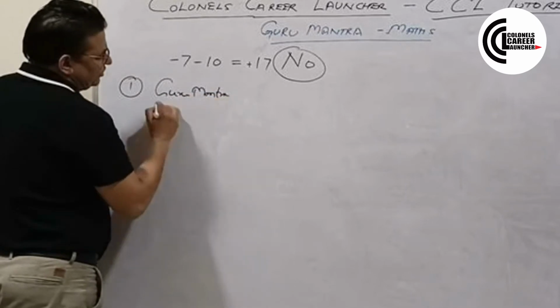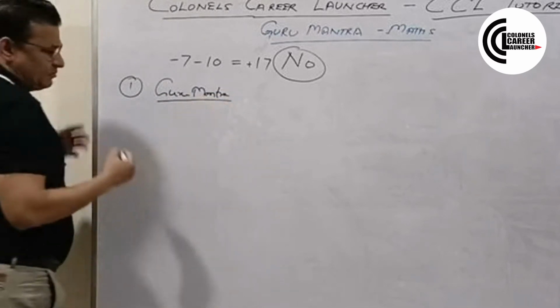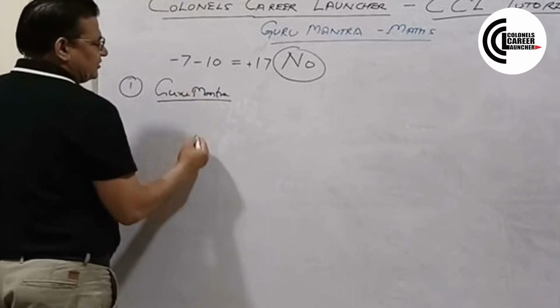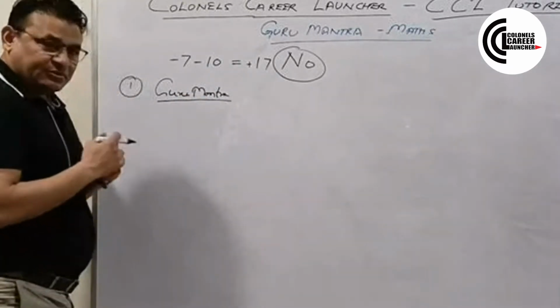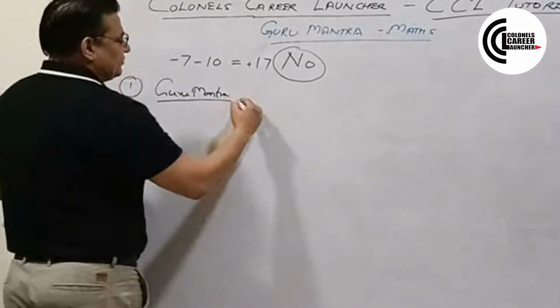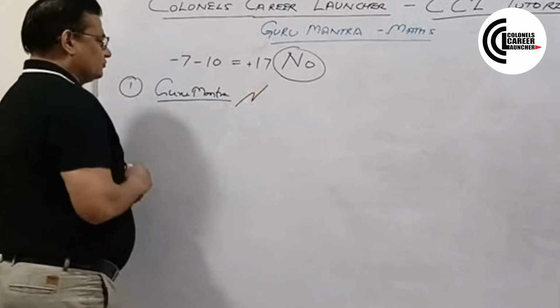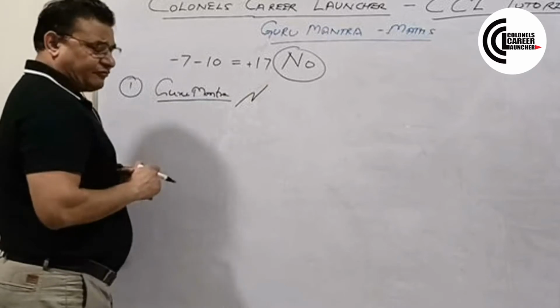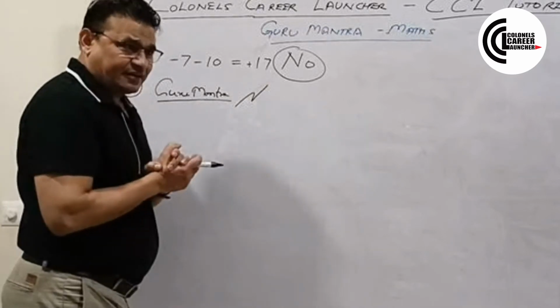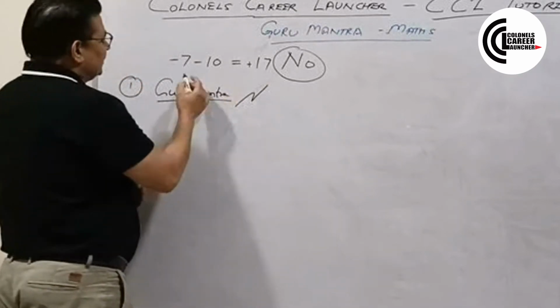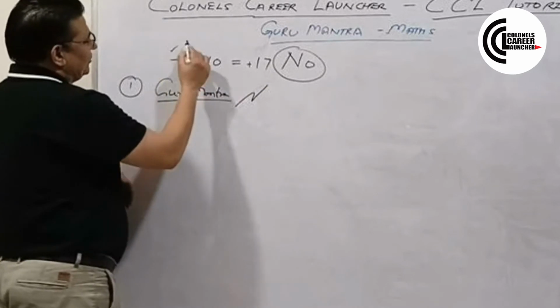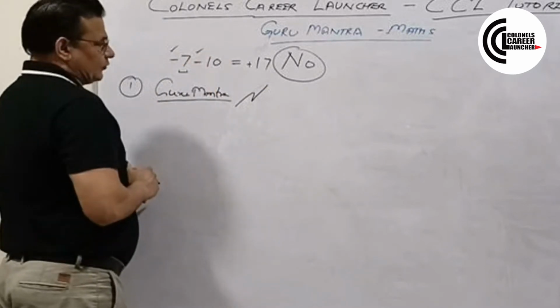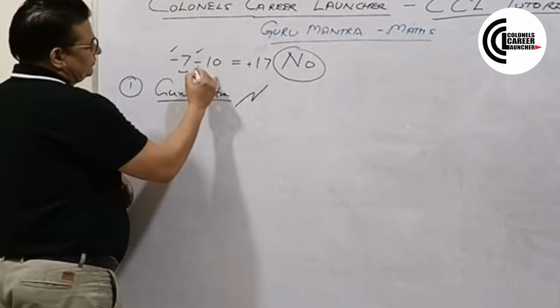Whenever I give a very deep meaning or a very important concept to the kids, I call it Guru Mantra and I put a lightning sound here. Right. So first Guru Mantra, we'll start. Where does the sign of a number lie? Does it lie on the left or right? Now 7 has a sign, this one or this one. It could have been plus also.